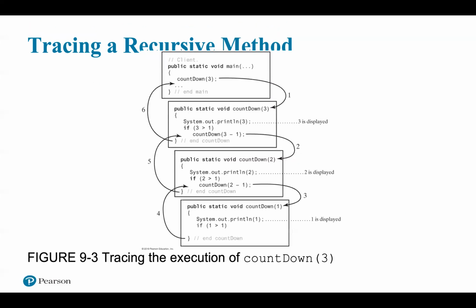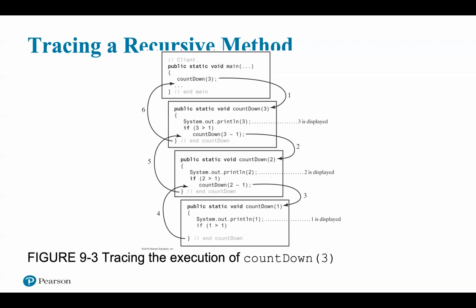Continuing our trace, countdown(2) causes the following statements to execute. A line containing 2 is displayed, and the recursive call countdown(1) occurs, as shown in figure 9.2b. Execution of the call to countdown(2) is suspended until the results of countdown(1) are known. The call countdown(1) causes the following statements to be executed, and a line containing 1 is displayed, as shown in figure 9.2c, and no other recursive calls occur. This method completes execution and returns to the client. So that's finishing up on this previous figure.